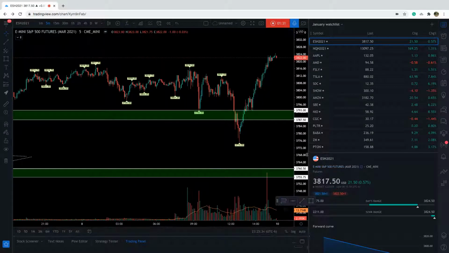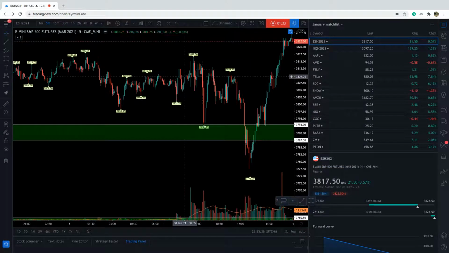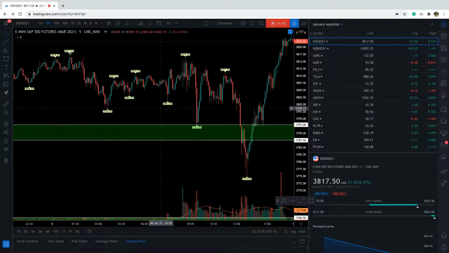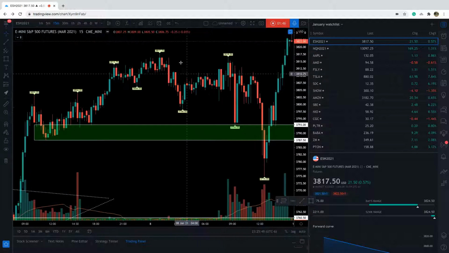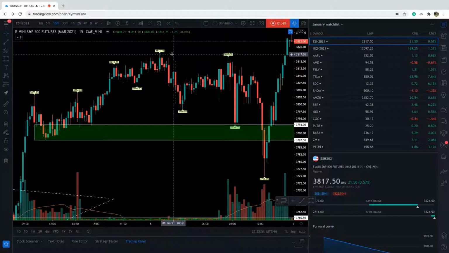So we came down right into demand, right at the start of it, 37.93, and immediately bid up really fast. The buy orders piled on very quickly. The other thing to look at is what caused this drop. We almost had a double top.